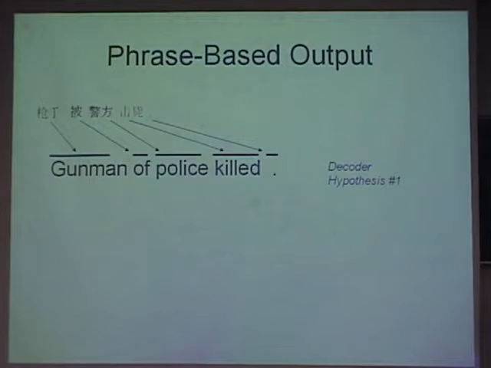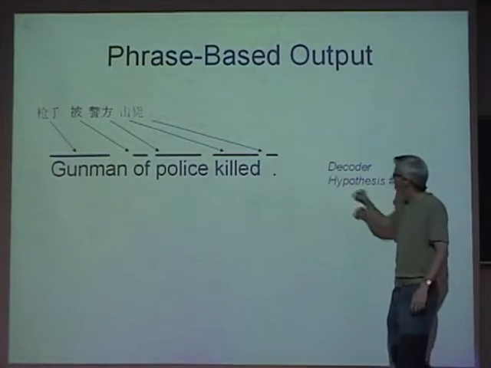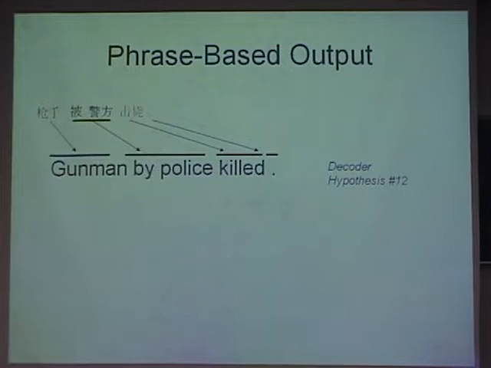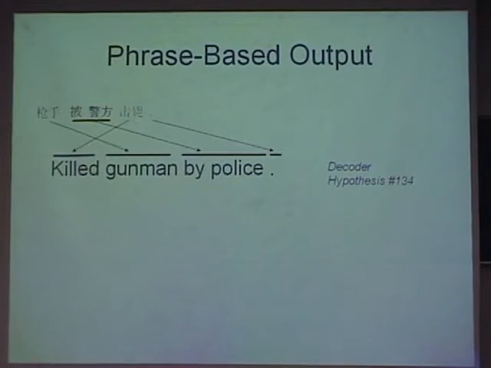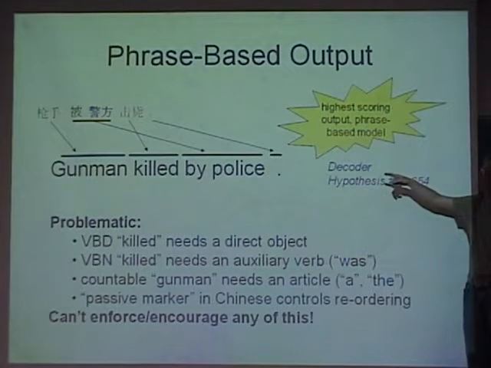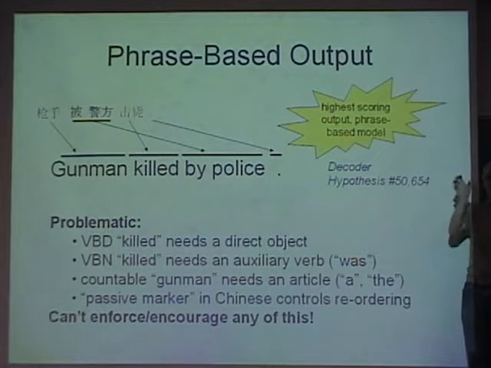So the phrase-based output takes a new Chinese sentence, this is another one, and outputs a string. And maybe this is decoder hypothesis number 1, and it gets assigned some score. "Gunman of police killed." And it looks for other translations, like "gunman of police attack," "gunman by police killed," "killed, gunman by police," "gunman killed the police," "gunman killed by police." And in our decoder, this is the highest scoring output, given all those knowledge sources that have been properly weighted.